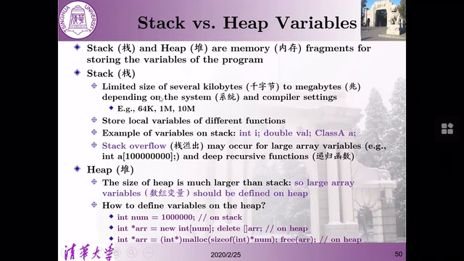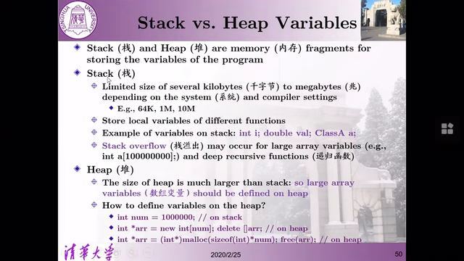Then because it has limited size, there may be stack overflow. For example, if we define a very large array, or if we have very deep recursive functions, then the stack may overflow because there are many local variables. These local variables are stored in stack, but it has limited size, so it overflows. Memory is used up.